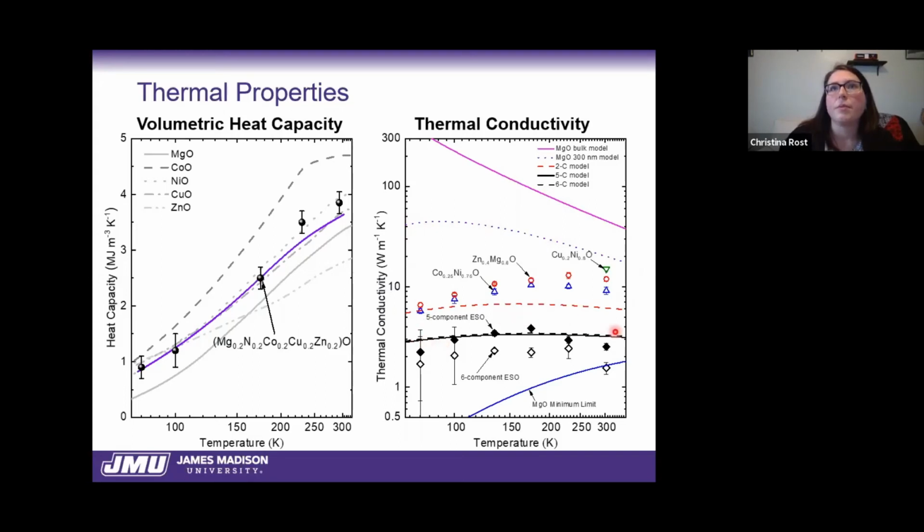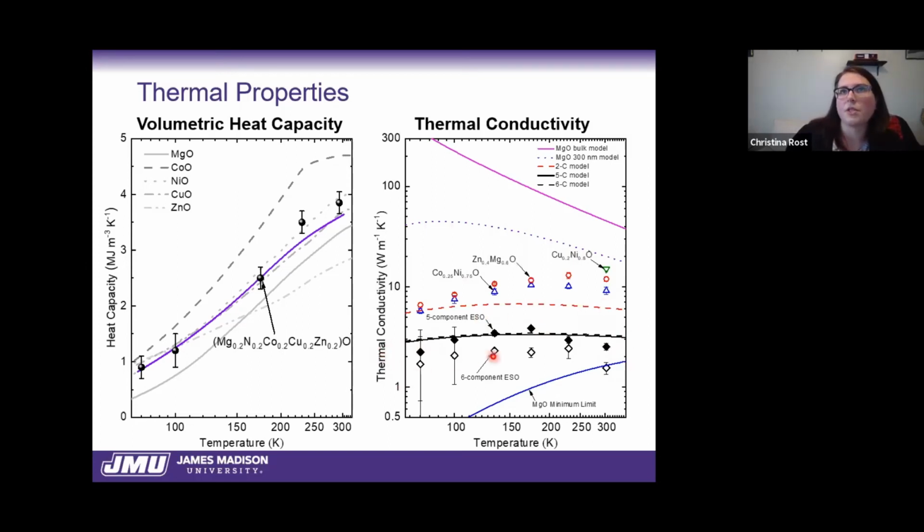Then we have a 2-component model, a 5-component model, and a 6-component model. And we see we approach some asymptotic limit of the number of components. The scatter plot sitting on top of our model corresponds to the 2-component system of various systems. So we've got cobalt, nickel, zinc, magnesium, and copper, nickel, which are not too far off of what the model says. And then we have our 5-component ESO, which is reaching a limit.